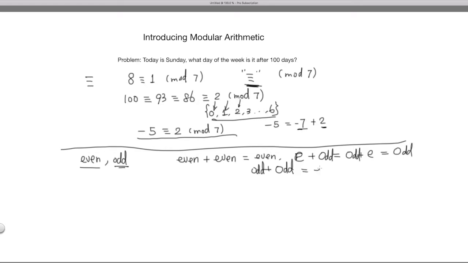Odd plus odd is even. How about multiplication? And subtraction is the same as addition in the even and odd, so I'm going to skip that. And how about multiplication? Even times even is even, the same as even times odd, and odd times even. The only case when two numbers multiplied give an odd number is odd times odd.